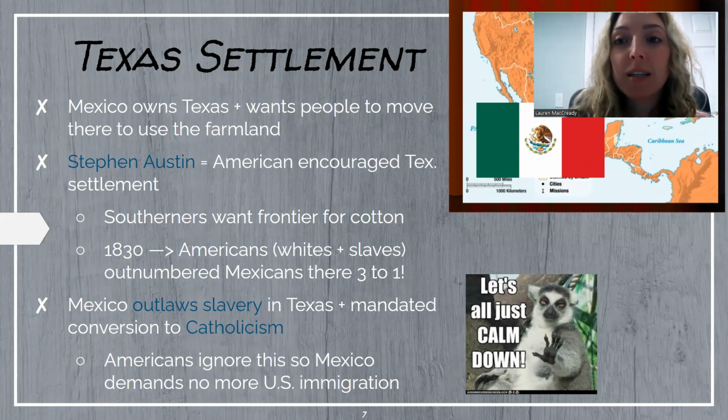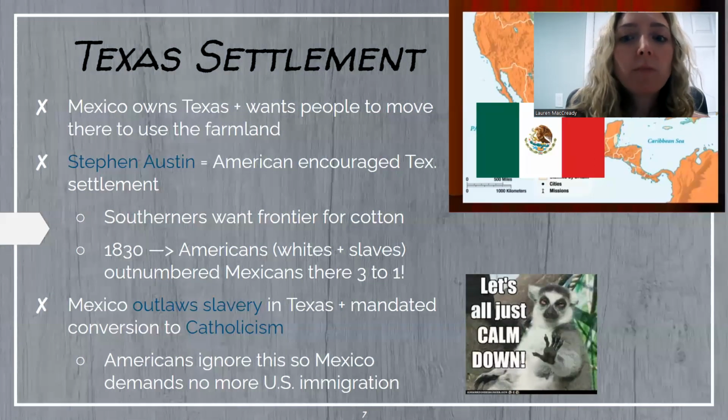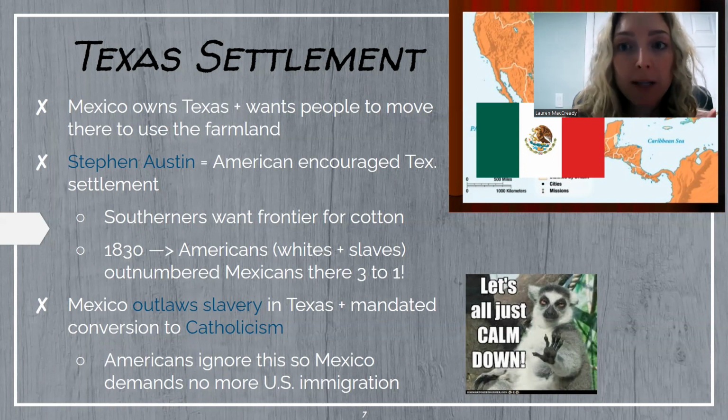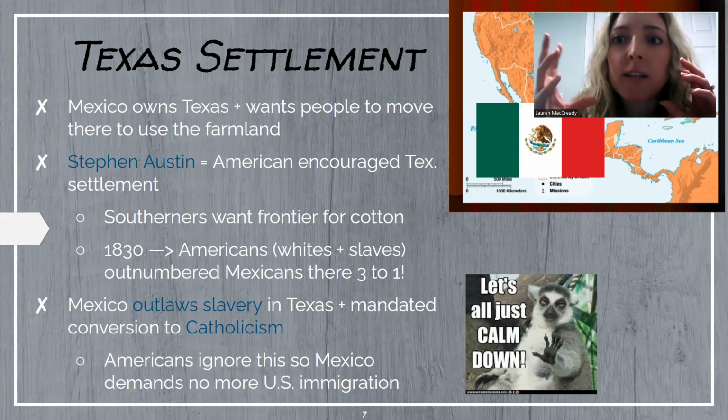However, the Mexican government did not anticipate the eagerness of the Americans to settle in that land. And by 1830, Americans outnumbered the Mexicans living in the area 3-1. But this is also American citizens plus their slaves. But still, that is a really big number in such a short amount of time.